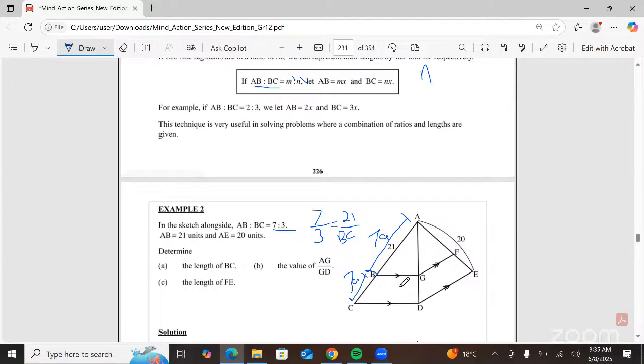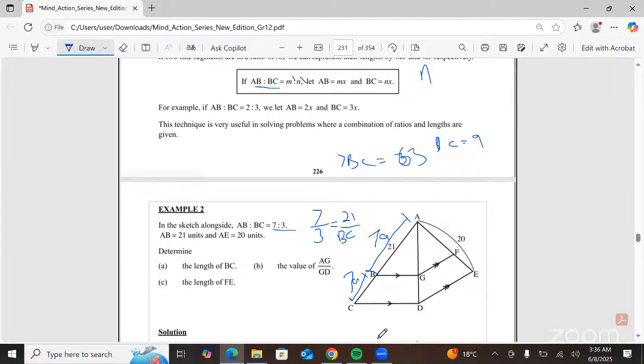Then we cross multiply. 7 BC is equal to what? 63, sir, 3 times 21. Therefore, BC is equal to 63 divided by 7, which gives me 9. That's 100% correct.